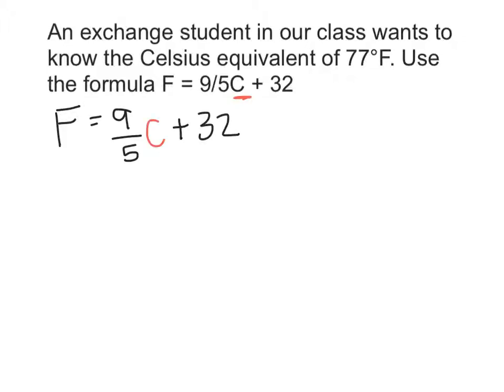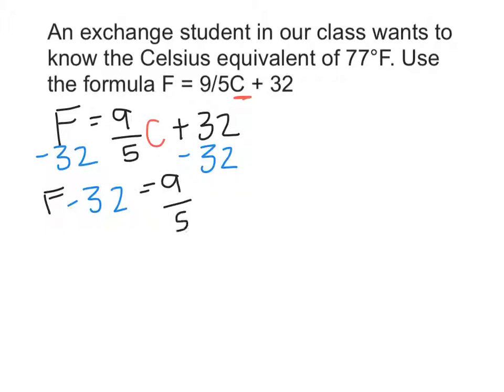Okay, so we have to work away from our C, right? So we're going to work with 32 first. Since it's plus 32, the opposite operation would be minus. So we're going to subtract 32 from both sides. And now we have F minus 32 is equal to 9/5 C.